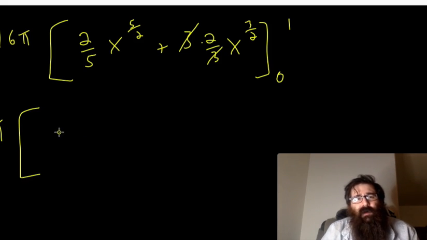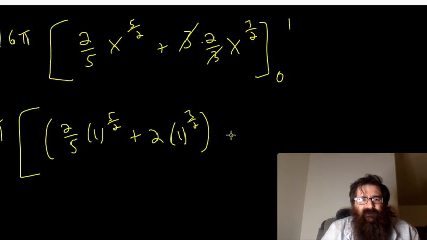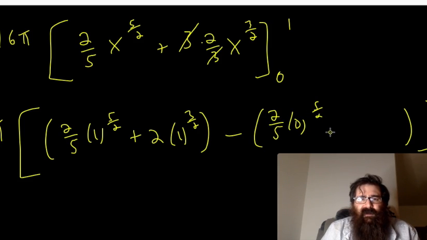When I plug in 1 for x, I get 2/5 times 1 to the 5/2 plus 2 times 1 to the 3/2, and then minus. When I plug in 0, I get 2/5 times 0 to the 5/2 plus 2 times 0 to the 3/2.